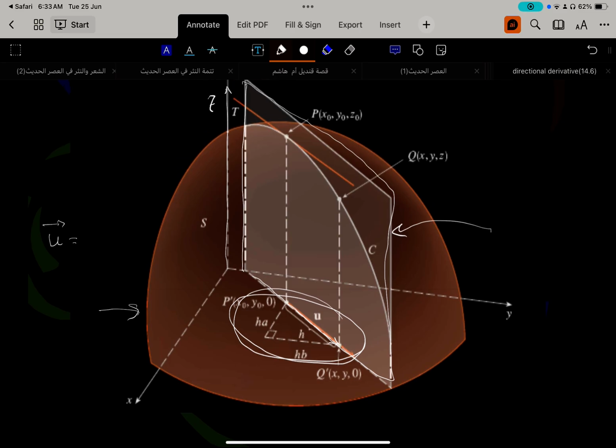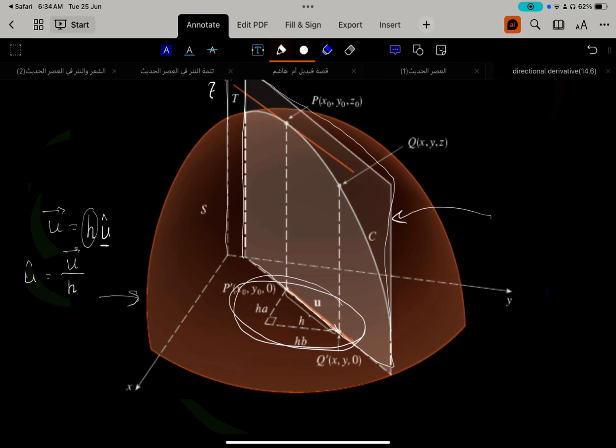So the plane is parallel to the z-axis and perpendicular to both the x and y-axis, and the plane should also include the unit vector. So here, what is the unit vector u composed of? First of all, u is h times the unit vector, where h is the length. The unit vector points in the direction of u, so we take the vector over its magnitude, and h is the magnitude.